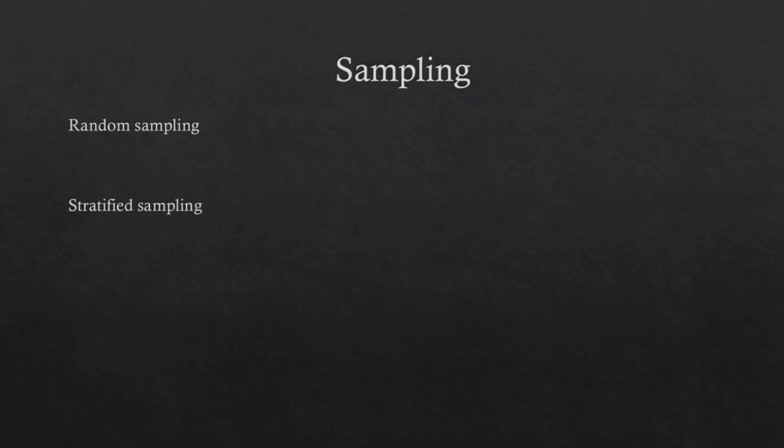So there are two main types of sampling. There are more types, but we'll look into them further later on. There's random sampling and stratified sampling. So what is random sampling?